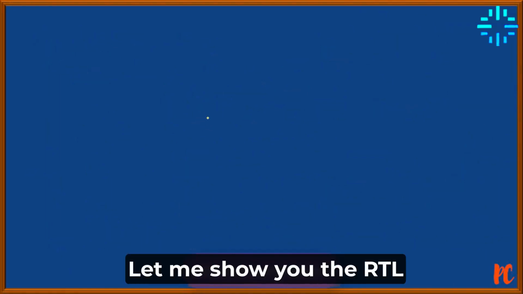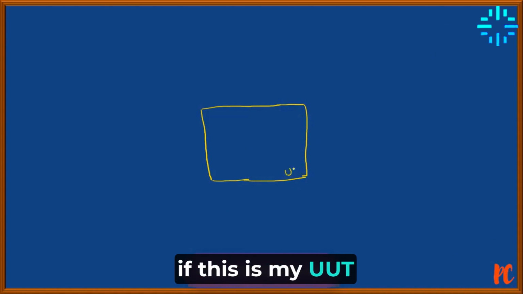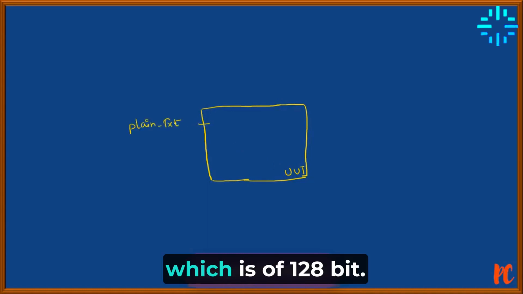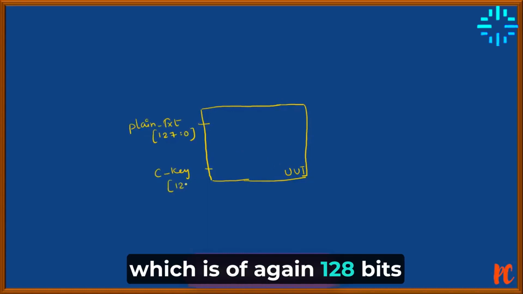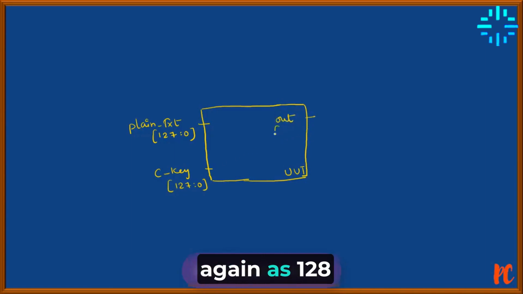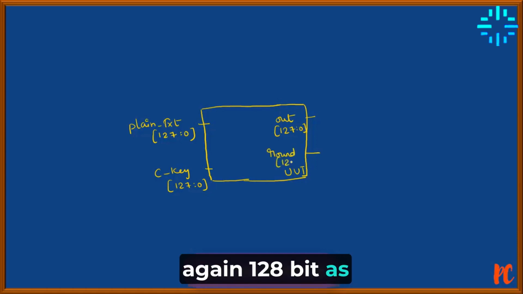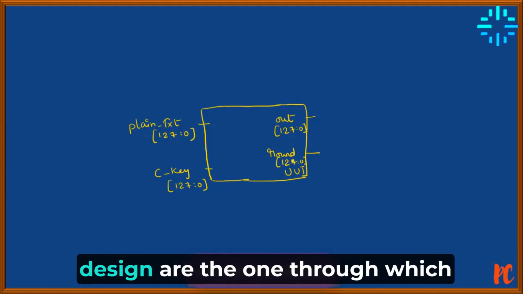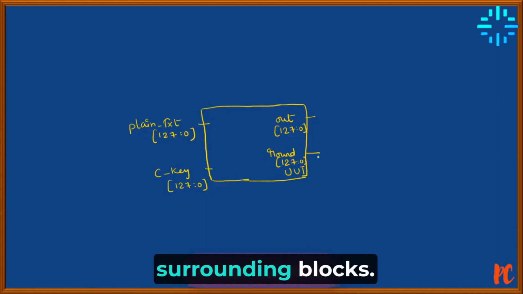Now let me show you the RTL schematic, how it will be. If this is my UUT, nothing but unit under test, for which one input is plain text, which is of 128 bit, one input is cipher key, which is again 128 bits, for which one output would be, I am naming it to be out, again 128 bit, followed by round key, again 128 bit as well. If this is my UUT, these input ports and output ports of the design are the ones through which the design interacts with the external world. You can consider them to be surrounding blocks.